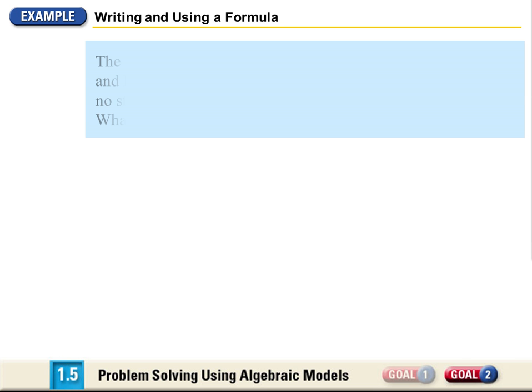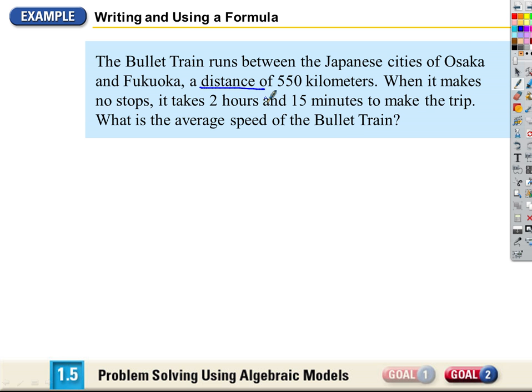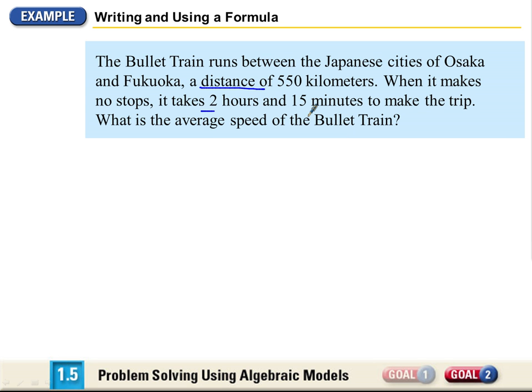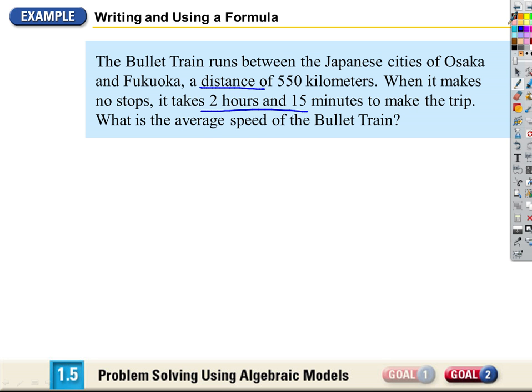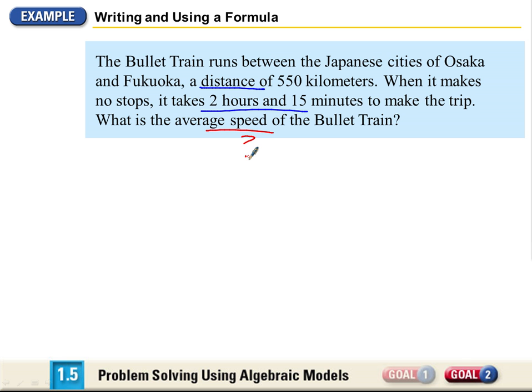So a quick example. How about this one here? We've got a bullet train that goes between these two Japanese cities, total distance of 550 kilometers. When it makes no stops, we know it takes 2 hours and 15 minutes. So what would that be as a decimal in terms of hours? 2 1/4, right? So 2.25 hours. What's the average speed of the bullet train? Well, what's the relationship we need here? We've got information about distance and time, and what we're trying to find, the unknown, is speed. What's our verbal model? What's the relationship between those things?